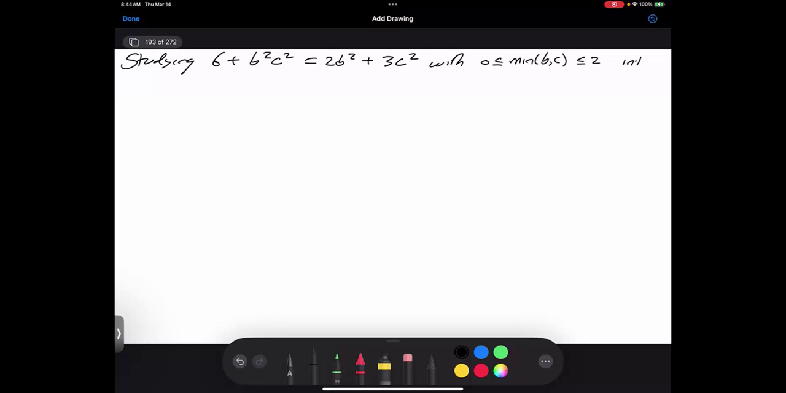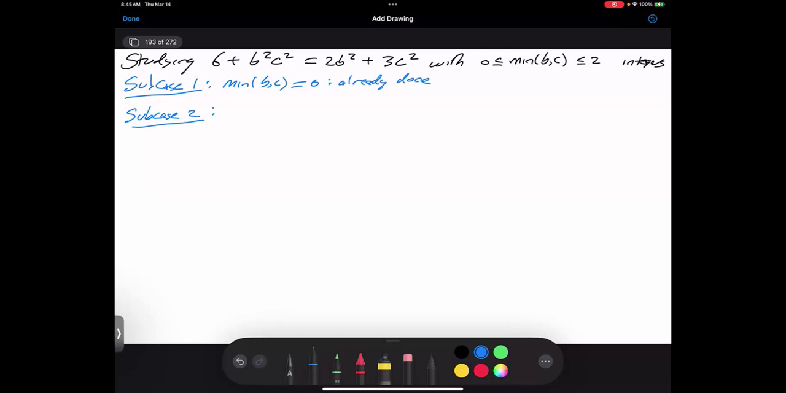All right, so what are the possibilities for the minimum? 0, 1, 2. Okay, so let's do subcases of the minimum of B and C. Well, can the minimum be 0? If this is 0, then A is 0, and we've already handled this. Already done. But let's be explicit. And again, my goal today is to just show you how I methodically approach this problem. So what's the next subcase?